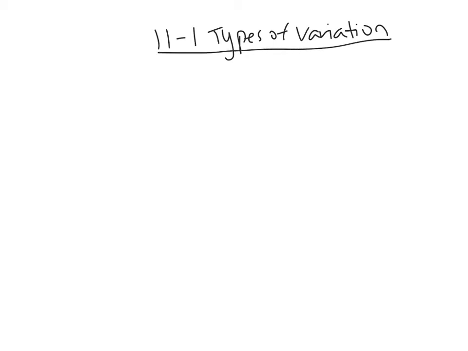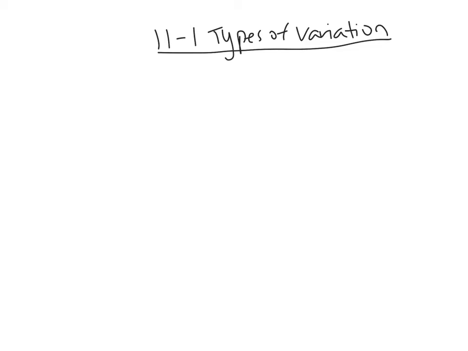Okay, chapter 11 is going to start us off with talking about types of variation. When you think of the word variation, variation means how things are changing, right? So in math, there are going to be 4 different kinds of variations we're going to talk about today.